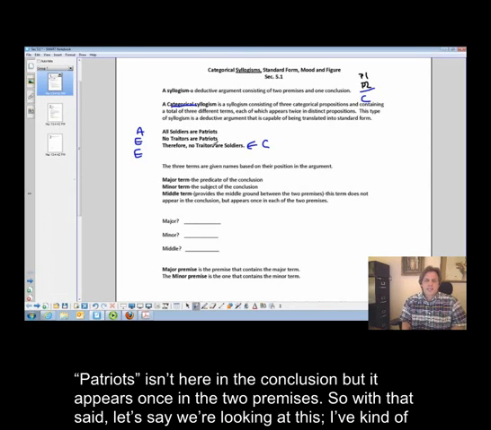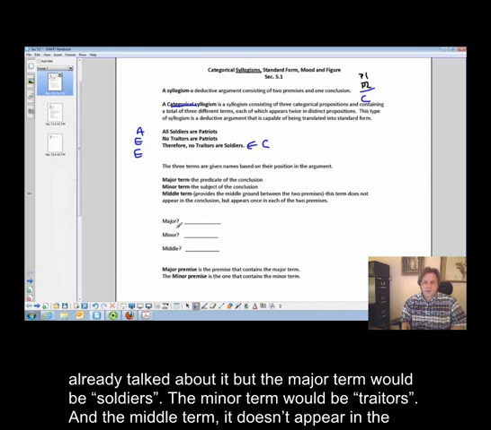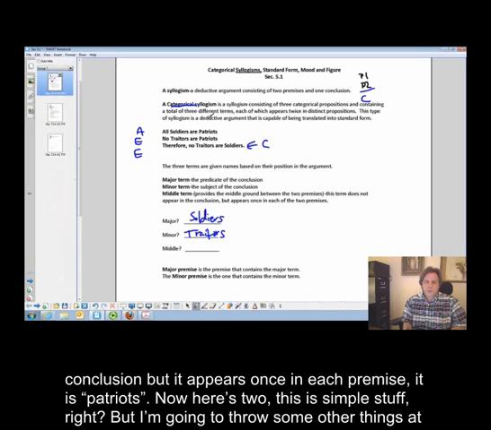So with that said, let's say we're looking at this. I've kind of already talked about it, but the major term would be soldiers, right? The minor term would be traitors. And the middle term, it doesn't appear in the conclusion, but it appears once in each premise. It is patriots. Okay, now here's two more. This is simple stuff, right? But I'm going to throw some other things at you.